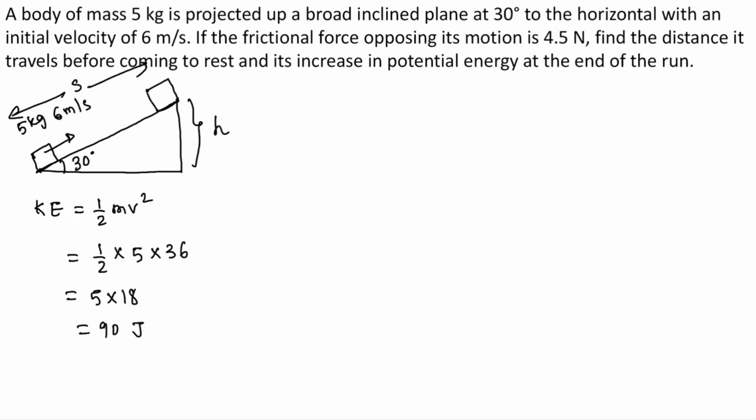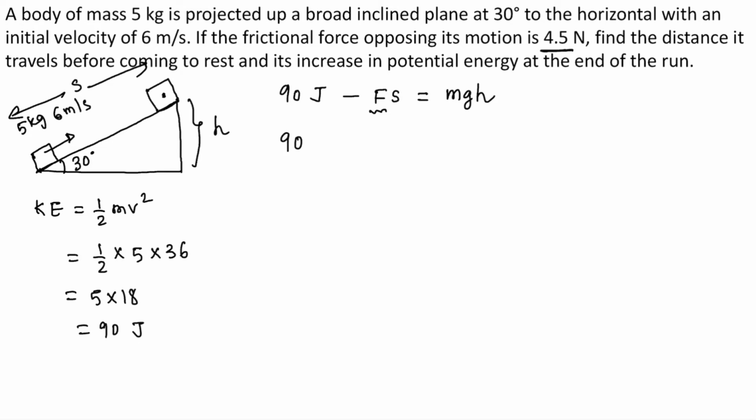But as the body is moving along the inclined plane, there is also frictional force, and that is 4.5 Newton. So out of 90 joule, some amount of energy is used to overcome the friction, and work done by the frictional force can be calculated using the formula F into S. Remember, this F here is the frictional force. And with the remaining energy, it reaches the final point. So when the block is at the final point, what is its energy? That is the potential energy, mgh.